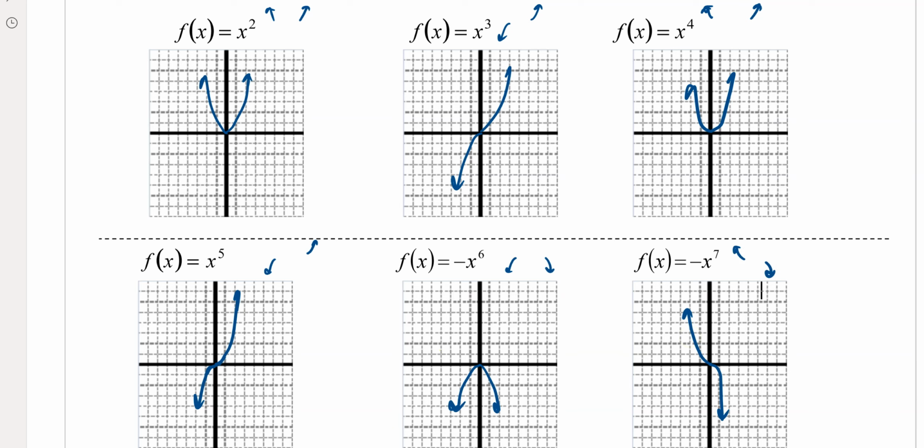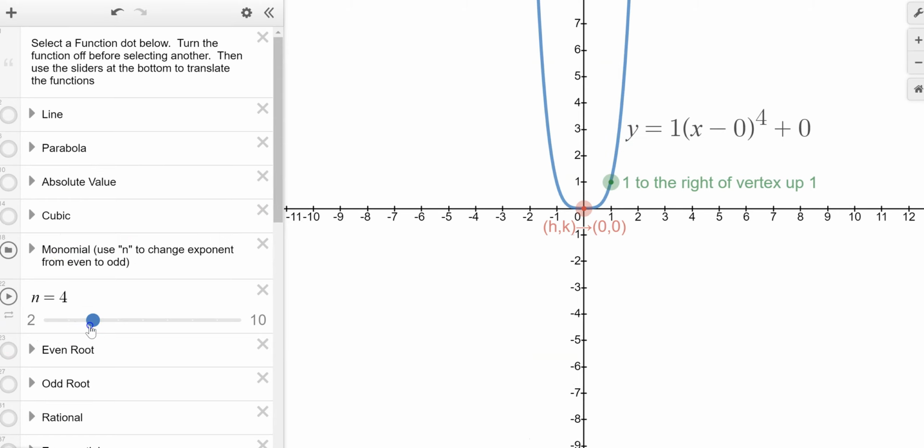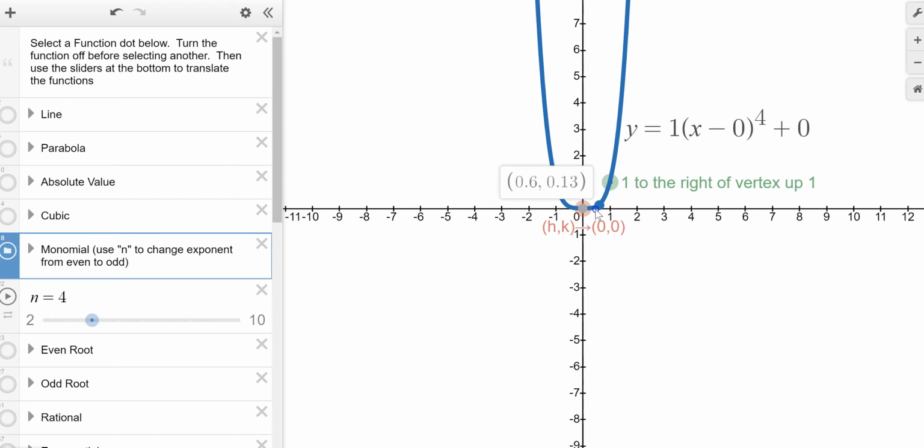Let's look at Desmos, and you can see this as I move the little slider. Right now we have a square. Now it's a cube. See that shape? It's a power of 4, and you can see it flattened out because these are fractions. If you think about it, a half to the power of 4 is 1 over 2 to the power of 4. 2 to the power of 4 is 16, so that's 1/16th, where normally it'd be 1 over 2 squared.